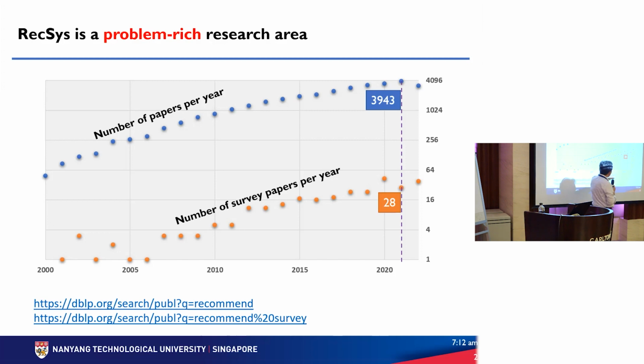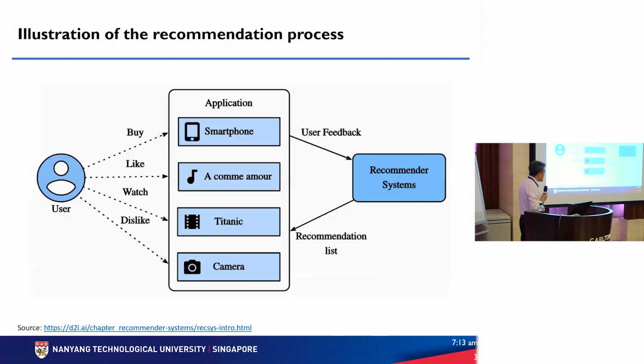So last year we got nearly 4,000 papers. And in fact, last year we had 28 survey papers. So recommender system is a very well-studied problem, right? But still, for the benefit of the audience, I'll try to provide a picture of what is meant by a recommender system, all right?